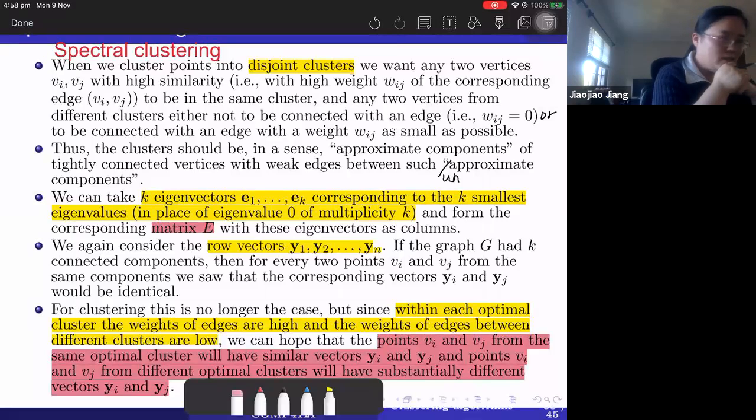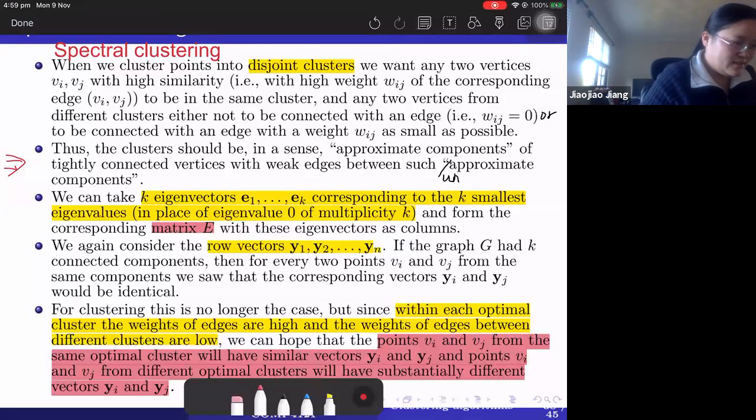Which is what we called last week. We maximize the similarity for the nodes within clusters, but for inter-cluster, we try to minimize the similarity. We maximize the intra-similarity and minimize the inter-similarity, right? Okay, let's move on to the second point. The clusters should be, in a sense, approximate components of tightly connected vertices, with weak edges between these approximate components. Hang on, sorry, between, yeah, you're right, I was wrong. Between these approximate components.